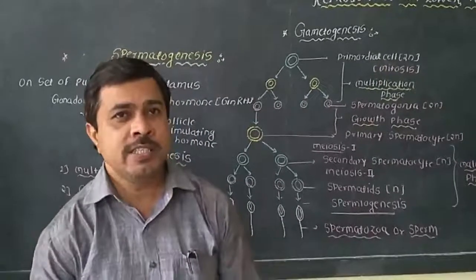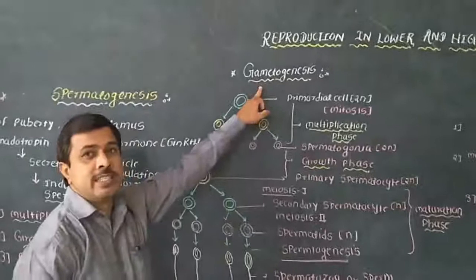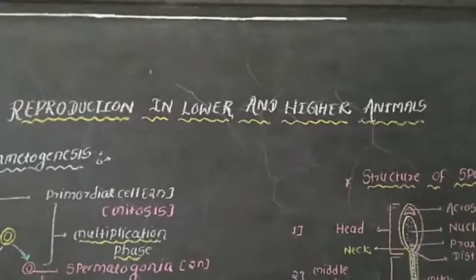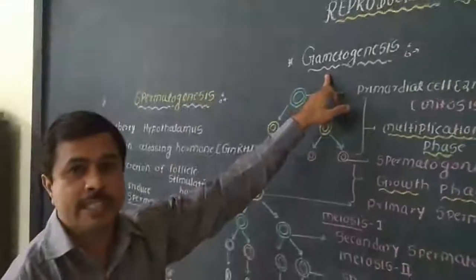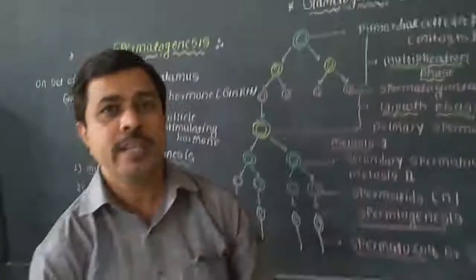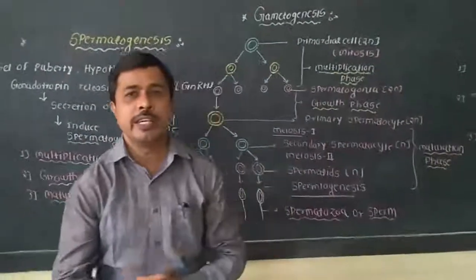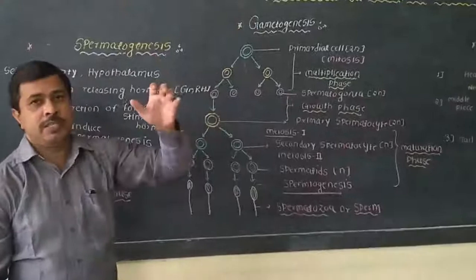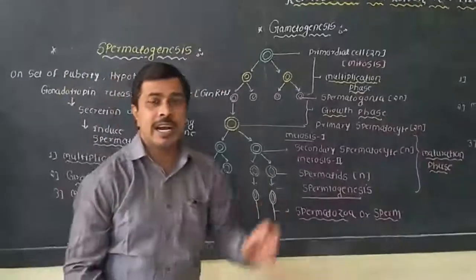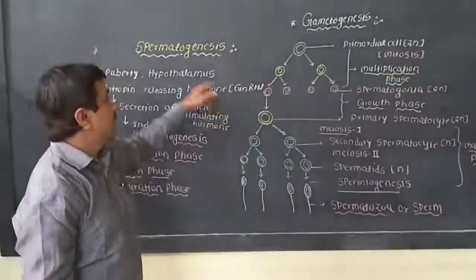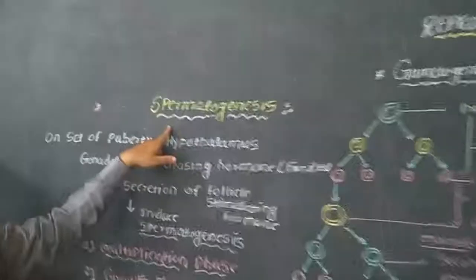Today, we will discuss the topic gametogenesis from the second chapter, Reproduction in Lower and Higher Animals. First, let us see what the meaning of gametogenesis is. Gametogenesis is the process of formation of gametes in sexually reproducing organisms. It is of two types, that is spermatogenesis and oogenesis. In this video, we will discuss spermatogenesis in detail.